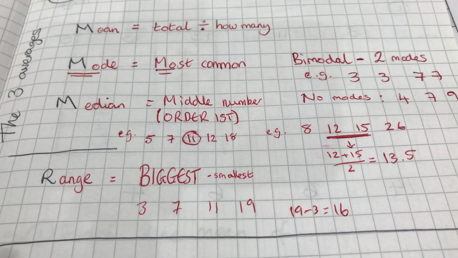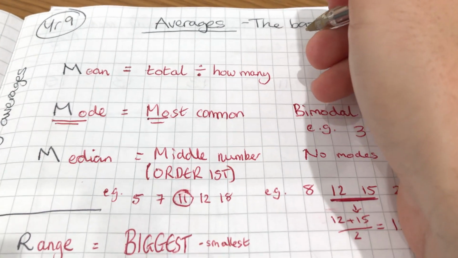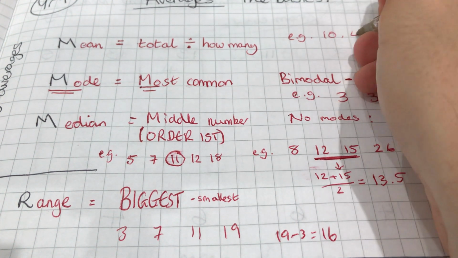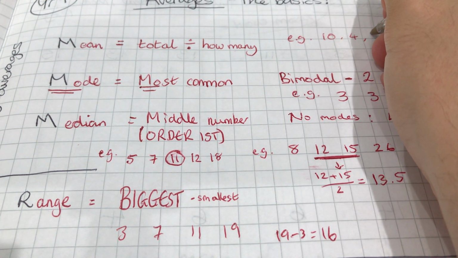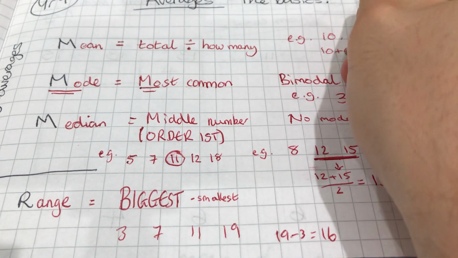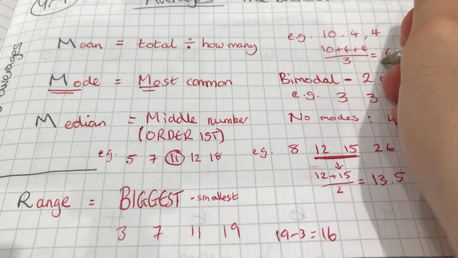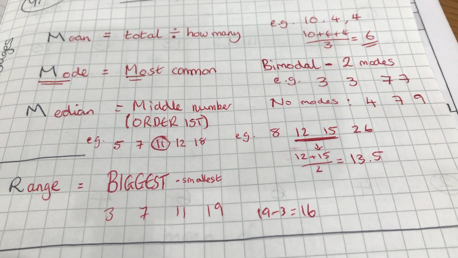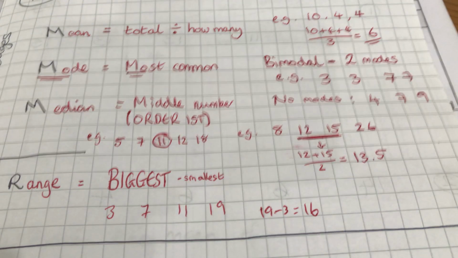I feel like I should do an example for the mean, as I've done an example for everything else now. So let's just say we had, for example, 4, 10, 4, and 4, add them all together, divide it by how many there are, 18 divided by 3, 6. Okay, so there you have a screenshot there of all the examples. If you want to have a quick pause and copy anything down, feel free to.